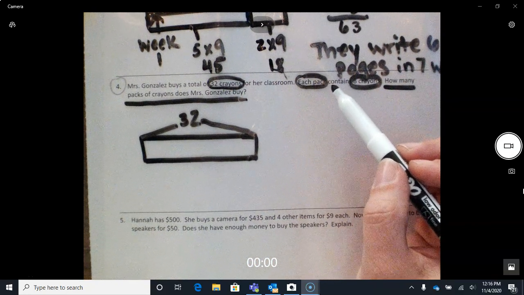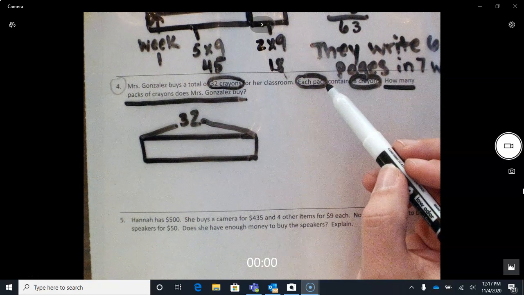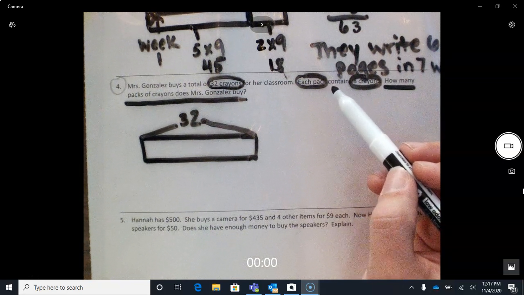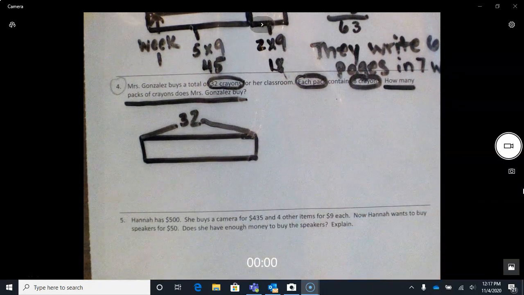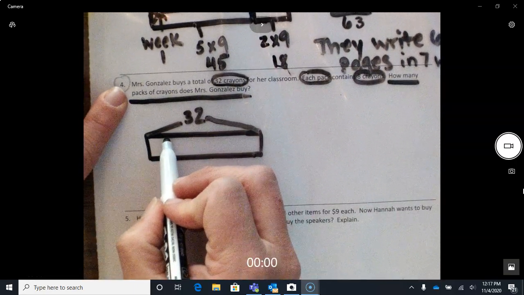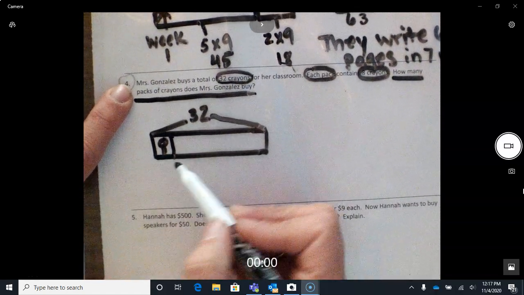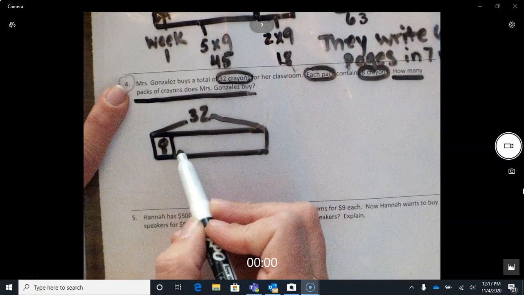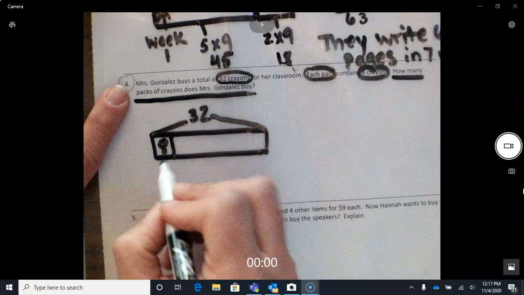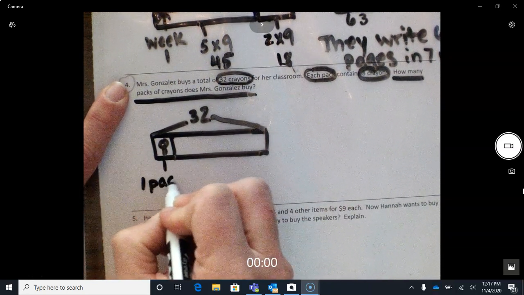Now, I'm using my schema, my background knowledge here. A pack of crayons is like a box of crayons, and it has all my crayons inside of it, right? So my pack of crayons is like my group or my pile of crayons. So I know that in this one pack, there's 8 crayons. So I'm going to partition my tape diagram into one part and put an 8 there, and I'm going to label this underneath as 1 pack.